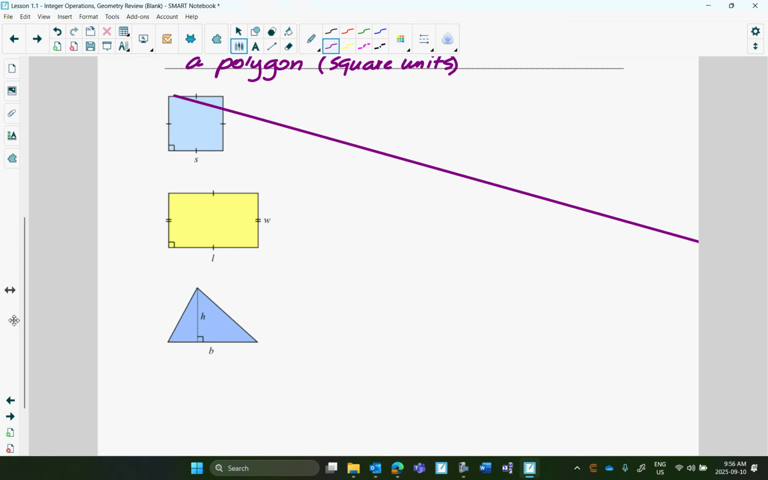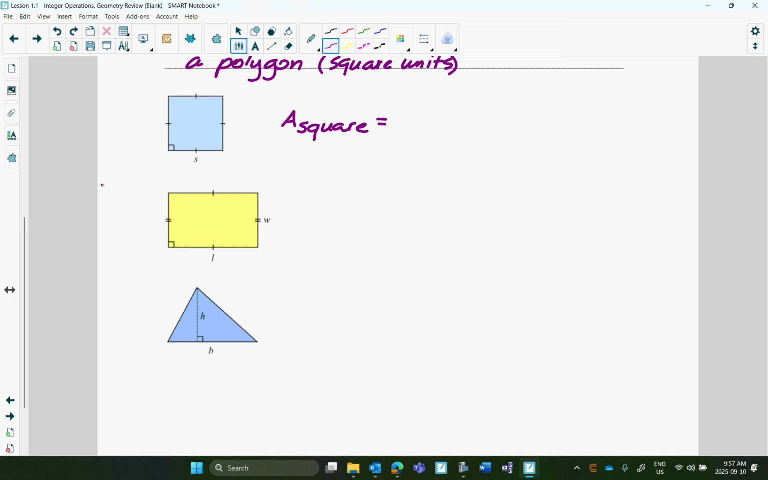Now, there are certain polygons that you should know the area of. And these are sort of the big 3. So again, I've given you a square, and I've told you that the length of one of the sides is S. I've also given notches for all 4 sides. That means they're all the same. We talked about, to find the perimeter, we do S plus S plus S plus S, or 4S. But how do you find area?